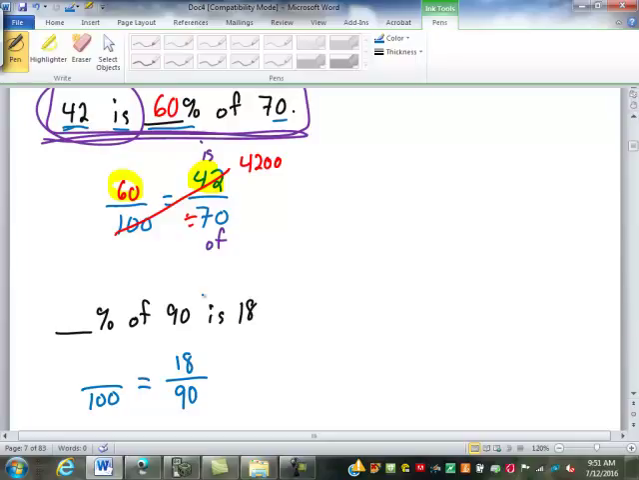But again, I would look at it like this. Blank percent out of 90 implies the 90 goes on bottom. Blank percent is 18 implies the 18 matches up with that blank, the missing percent. So now again, we're going to cross multiply and divide. 100 times 18 is 1800. Divided by the 90 is 20. So 20 out of 100 is 20%. 20% of 90 is 18.